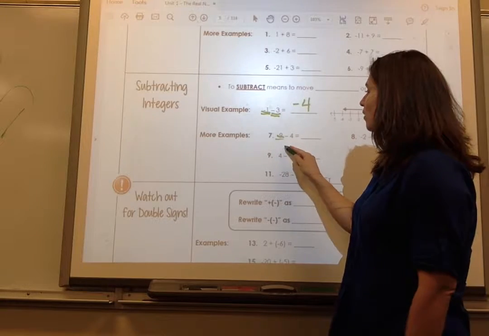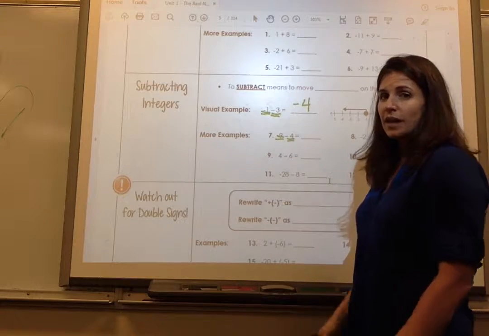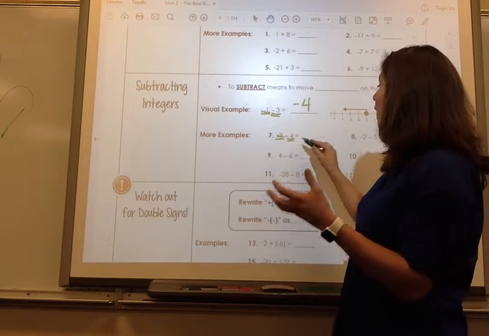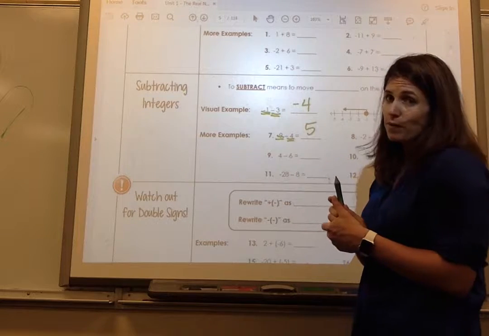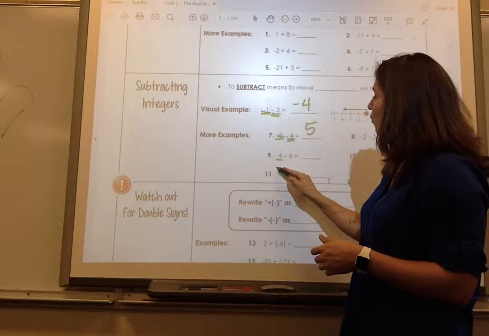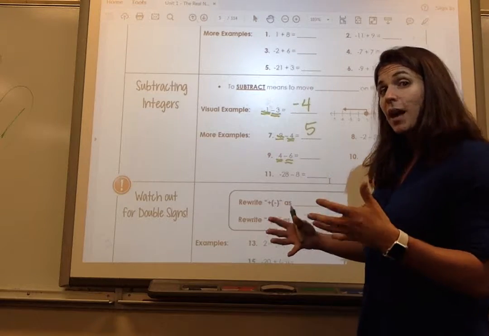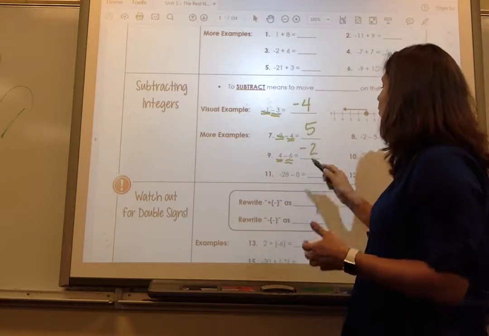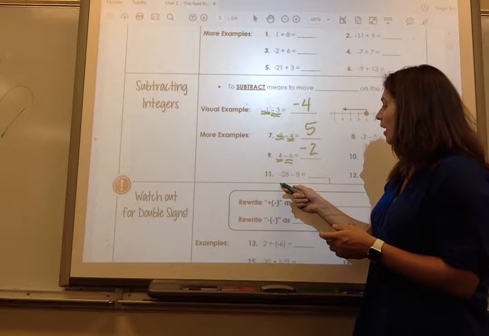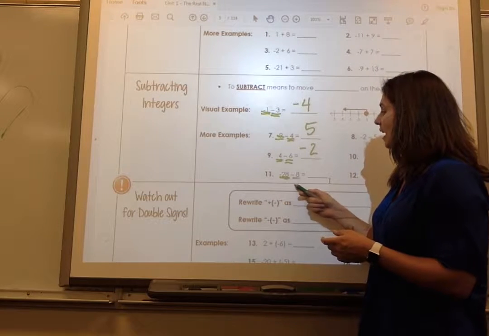Here we have 9 yellow chips and 4 red chips. I have more yellow chips. I have 5 more yellow chips. So my answer would be 5. Here I have 4 yellow chips and 6 red chips. So I know I have more red chips. How many more red chips? 2 more red chips.